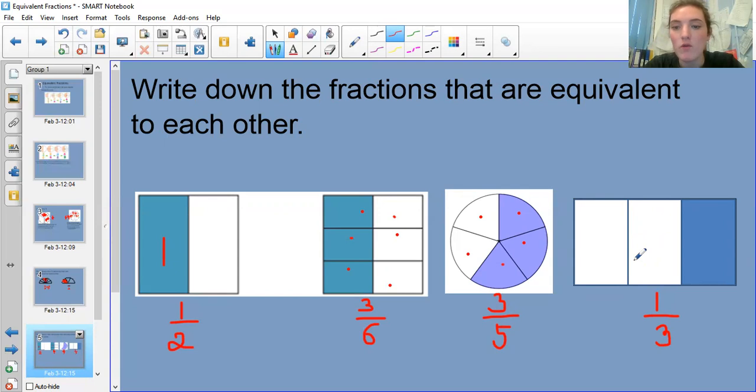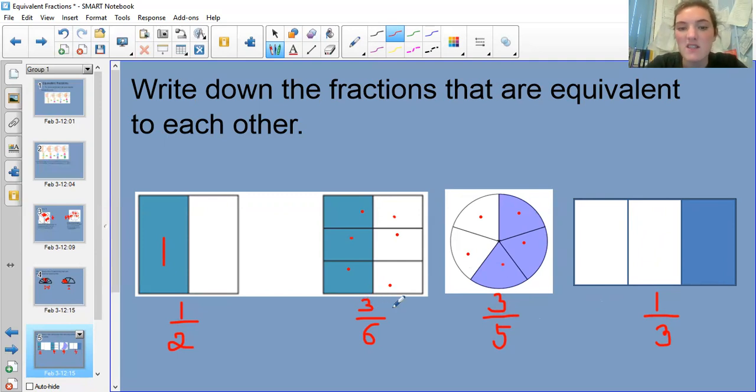Now we need to work out, okay, what fractions are equivalent to each other? Well, 1/3 is not equivalent to a half, so that doesn't work. 3/5, that doesn't seem like it's equivalent to 3/6 or 1/3. Okay, so we'll leave that one out. What about 3/6? That seems to be equivalent to one of our fractions. So let's have a little look here.